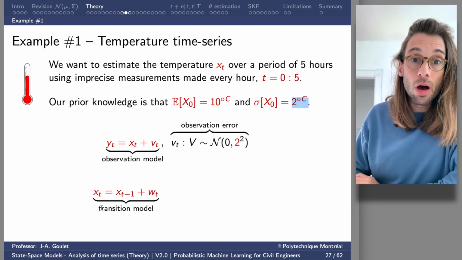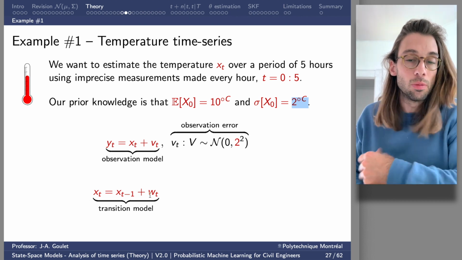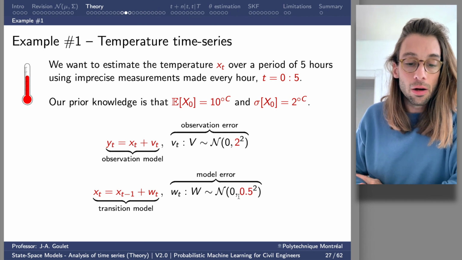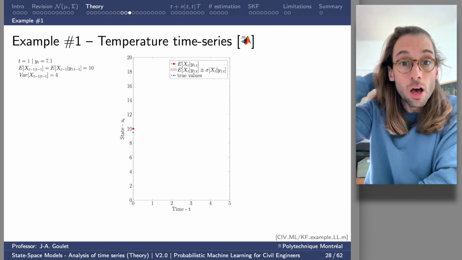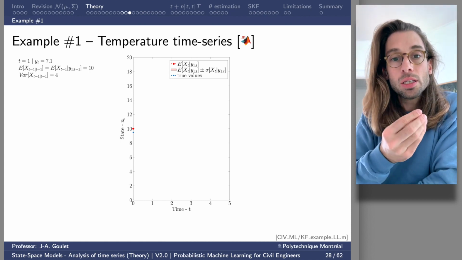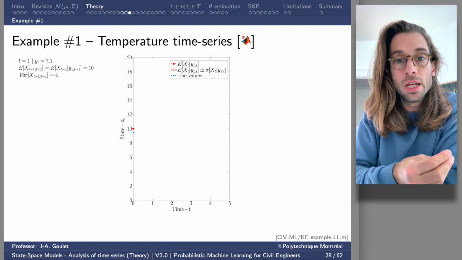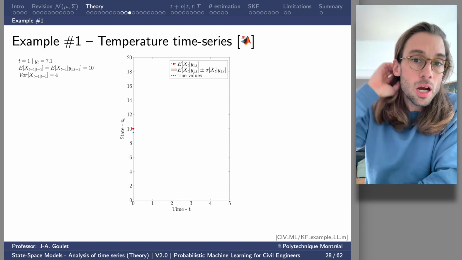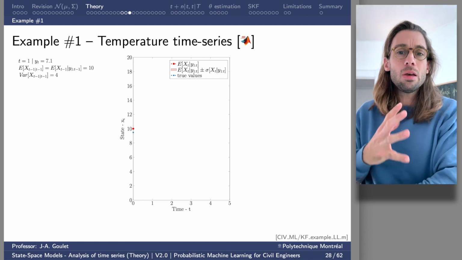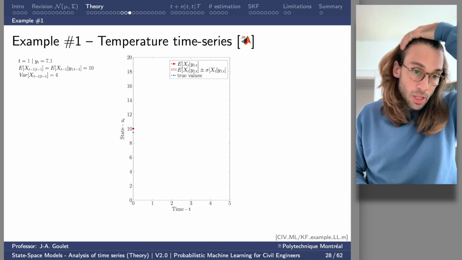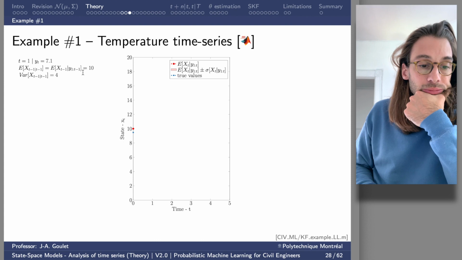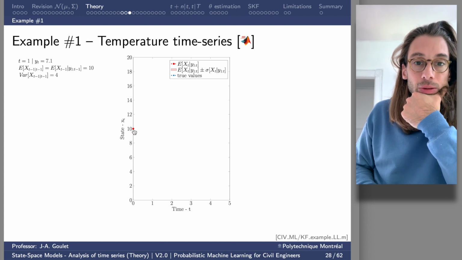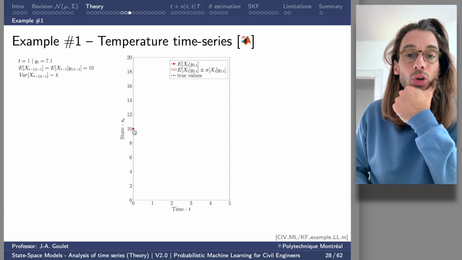I have also my transition model. So we say that x_t equals x_{t-1} plus w_t. My model error is 0 mean and standard deviation 0.5. Now we're going to break down and do that recursive updating of our knowledge. It's always the same step: predict, observe, update. I start at time t equals 0 using only my prior knowledge. At time t equals 0, my expected value is 10. My standard deviation for what could be the temperature is 2.